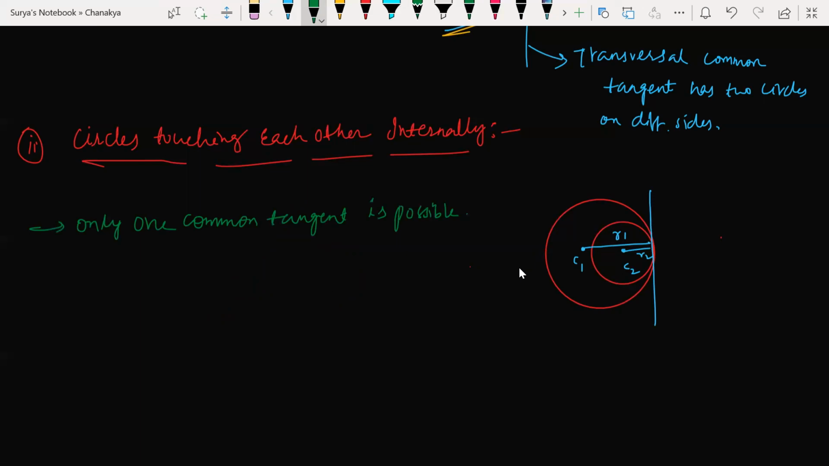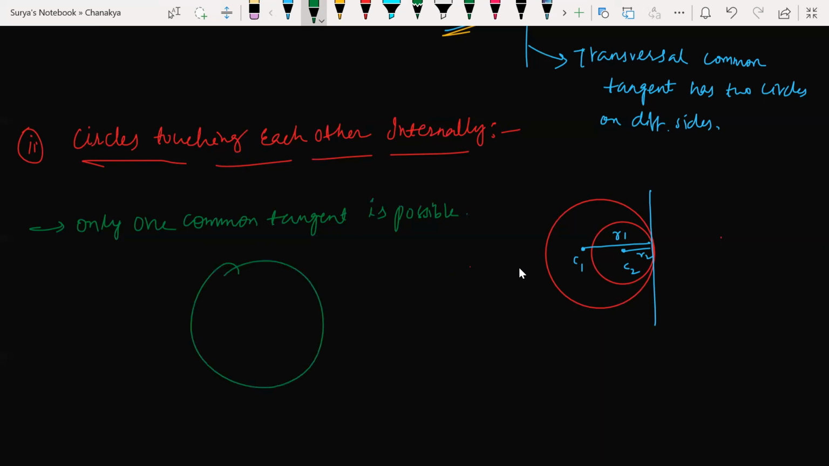What is the condition? What could be the condition here? Tell me. I do not know which radius is greater and which radius is smaller here. R1 might be greater than R2. I mean, R2 might be greater than R1 here. I do not know which radius is greater.